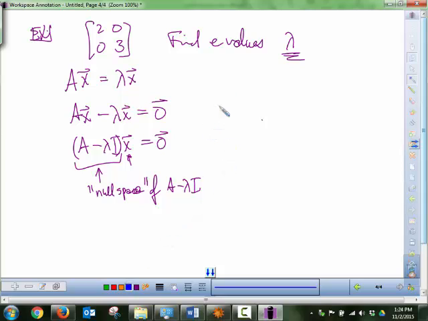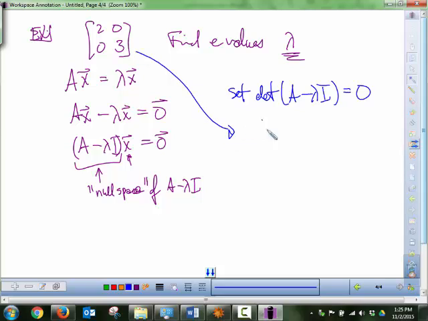And so, how are we going to do this? Well, the way to do this is to find the determinant of this thing, and we're going to set the determinant equal to 0. When we do that, we're going to get a polynomial with lambda as a variable, and then we're going to solve for that equal to 0. Okay? So let's do that using this actual matrix.